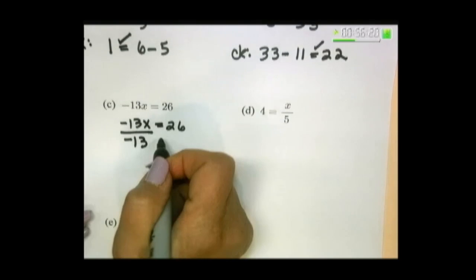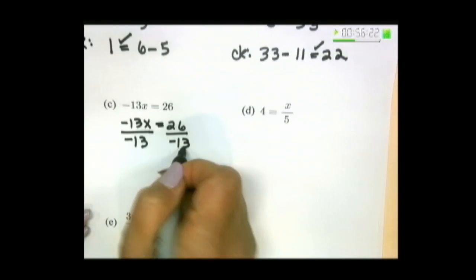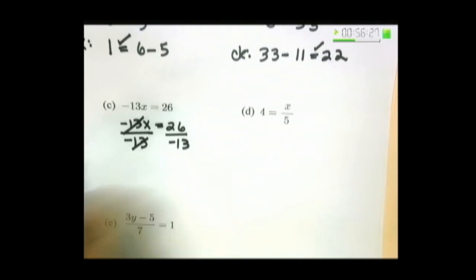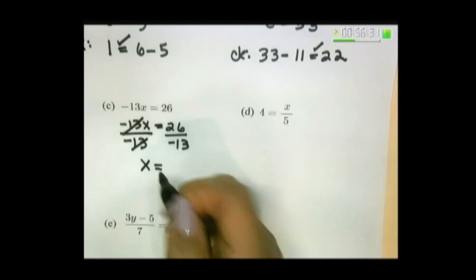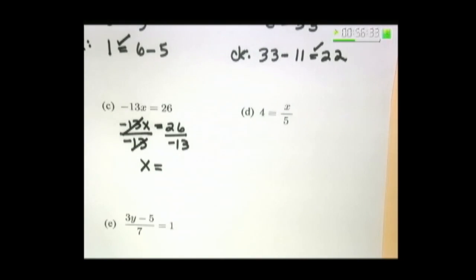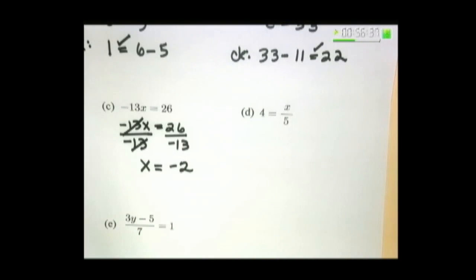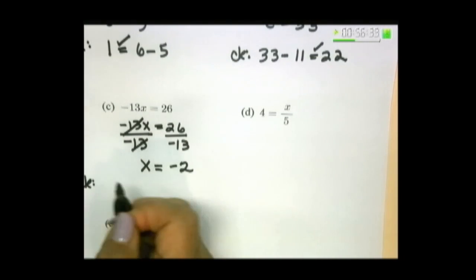Again, if we divide by negative 13 on the left side, we have to divide by negative 13 on the right-hand side. So negative 13 over negative 13 is 1. So we end up with 1x, which we call x. And 26 divided by negative 13 is a negative 2. And here's our check.